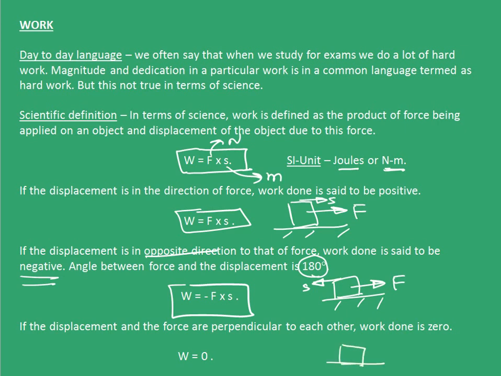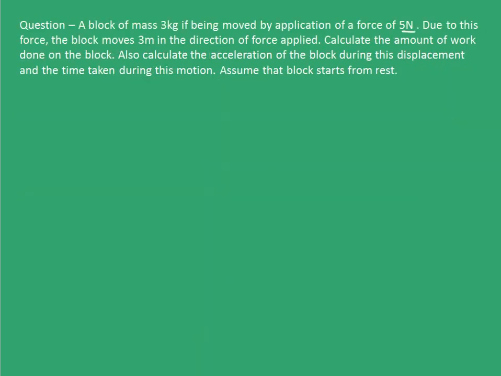Now if the displacement and force are perpendicular to each other, the work done is 0. Let's say I am applying a force vertically on the block and the block is moving in the right direction. So this is my displacement direction and this is my force acting on the block. In this case, work done is 0. Moving on, let's look at a question.